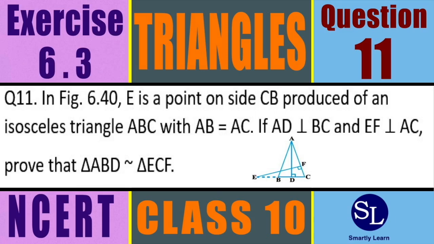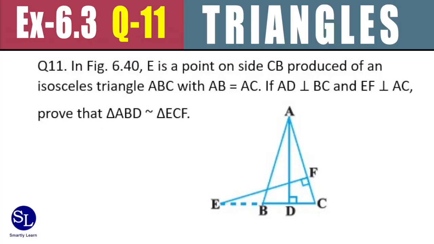In this video, let's see how to solve the 11th question in exercise 6.3. In the figure, E is a point on the side CB produced of an isosceles triangle ABC with AB equal to AC. If AD is perpendicular to BC and EF is perpendicular to AC, prove that triangle ABD is similar to triangle ECF. So let's draw the diagram.